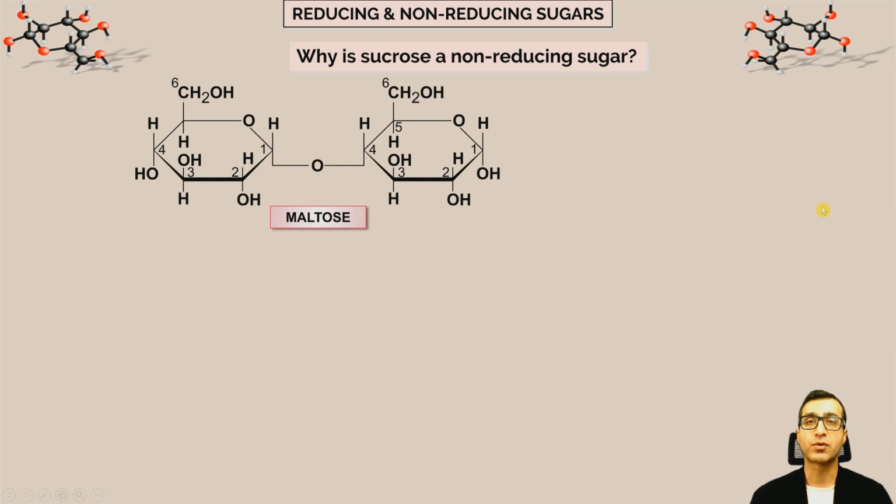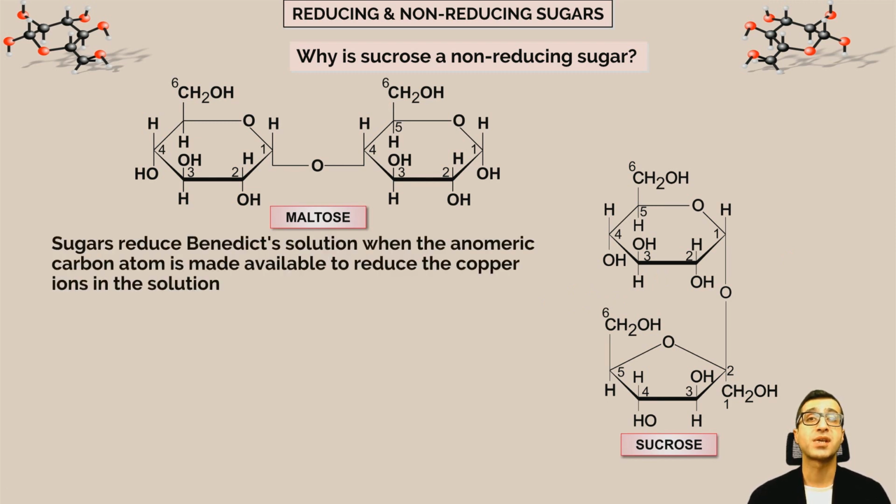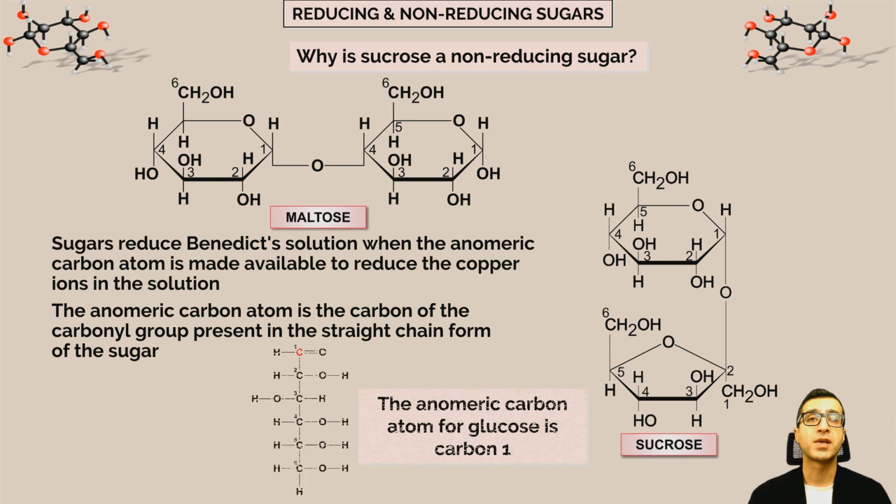So this is a diagram of the structure of maltose, and to compare, this here is a diagram of the structure of sucrose. Now, sugars will reduce Benedict's solution when the anomeric carbon atom is made available to reduce the copper ions in the solution. Now, the anomeric carbon atom is the carbon of the carbonyl group present in the straight chain form of the sugar, as we can see here. So once again, in the straight chain form, the anomeric carbon is the carbon atom found in this aldehyde group. In other words, the carbon which forms the carbonyl bond that you see here.